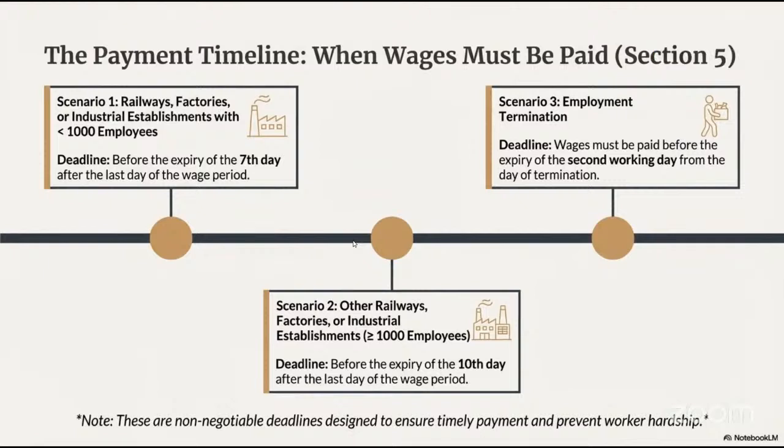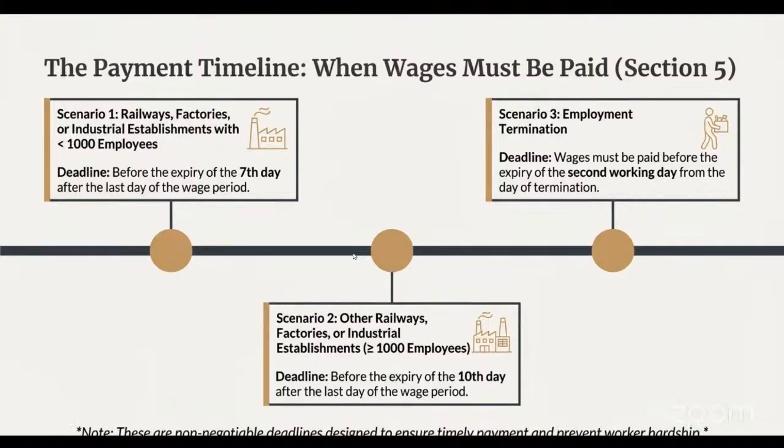The payment scenario: if the employer is a railway, factory or industrial establishment with more than 1,000 employees, before the 7th of every month they need to pay salaries or wages. So what is the due date? The January month salary, they will get in the month of February before the 7th. The due date is before the 7th.